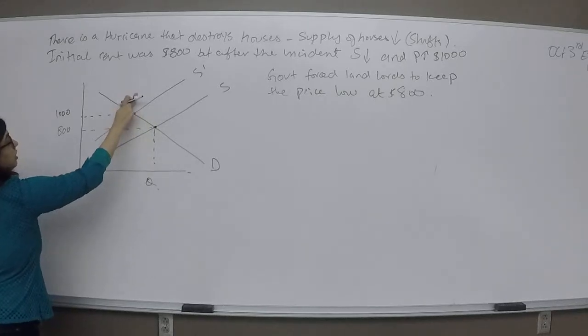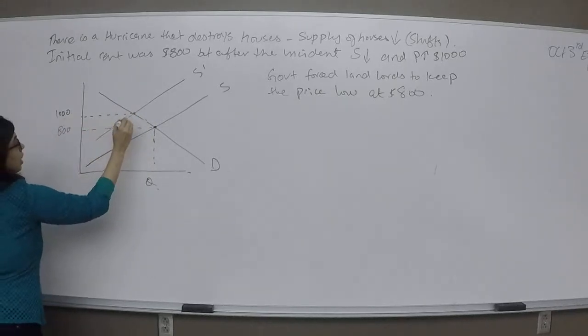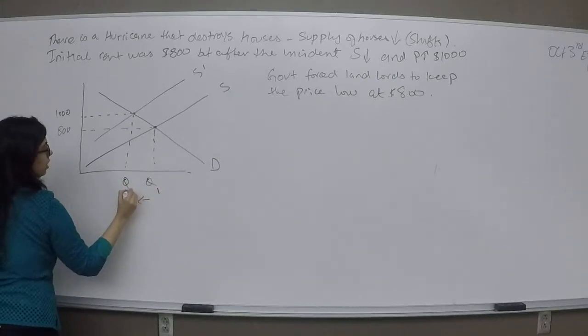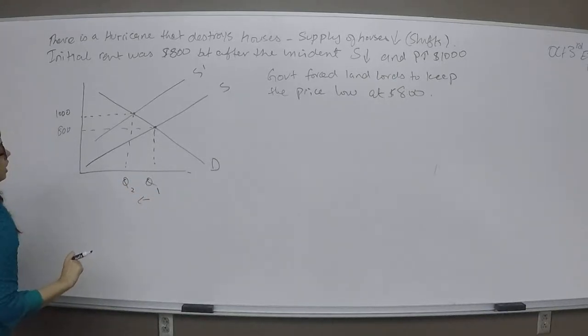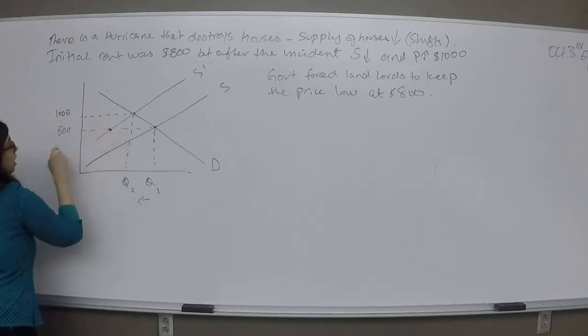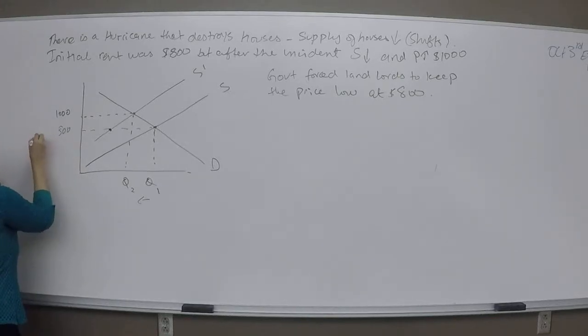So when there was a decrease in supply, the price went up to 1,000 and quantity decreased, right? So this is Q1, Q2. Now the government is saying that they're forcing landlords to keep the price at 800, forcing price to stay at 800.